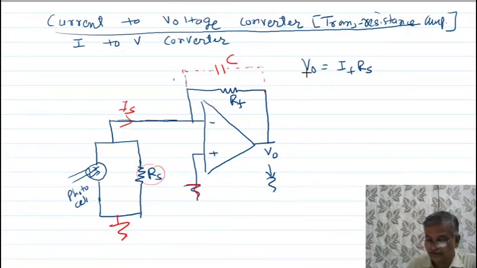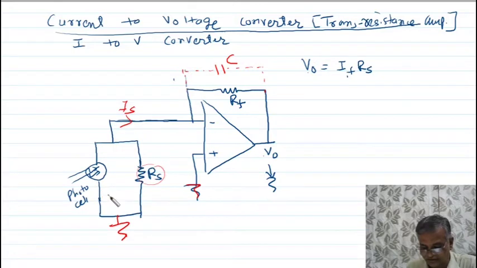So this output voltage is proportional to the current, and this current depends upon the intensity of the light. So from this output voltage you can measure the current, or from the current you can measure the intensity of light, if it is in calibrated terms.